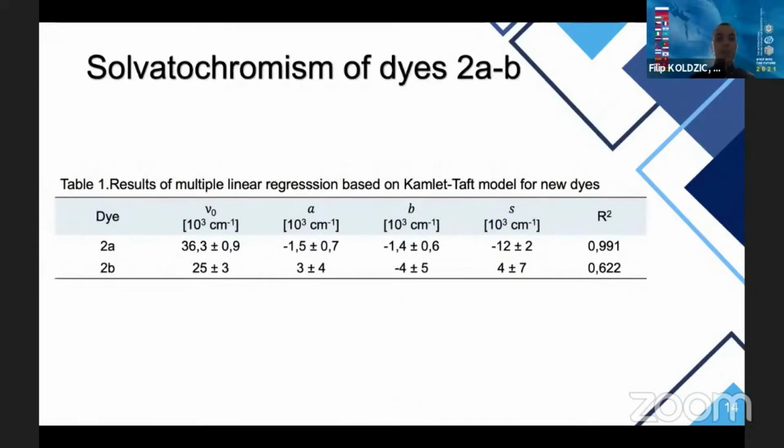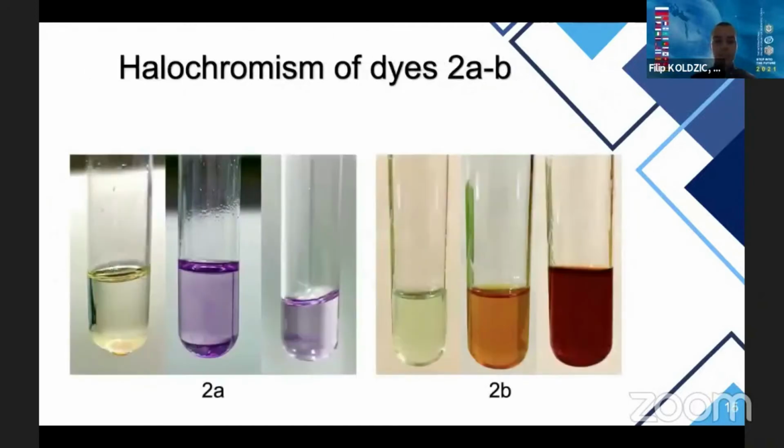Here you can see the results of multiple linear regression based on the Kamlet-Taft model, where we can see that the dominant factor for the dye 2A is solvent polarity, while speaking about the solvatochromism of dye 2B, we can see that all three factors are equally responsible, and based on the linear regression factor, we can see that solvatochromism for the dye 2B is a very complex process.